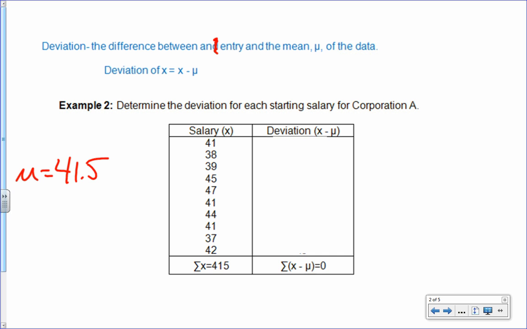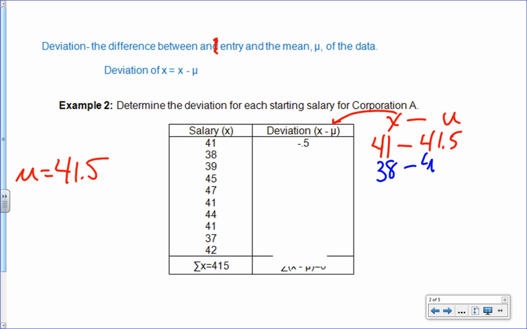So this deviation is basically saying this very first one is to take X, which happens to be 41 in this first case, and subtract mu, which is 41.5. Agreed? That's what it's saying to do in this column right here. Because we found the mean earlier, this is mu. Here's a particular entry, right? So that deviation is negative half, right? And so for this next one, we would take that particular entry, which is 38, and subtract 41.5 from it.